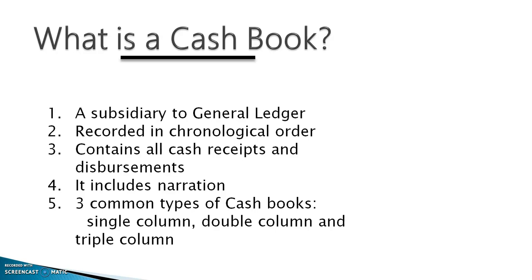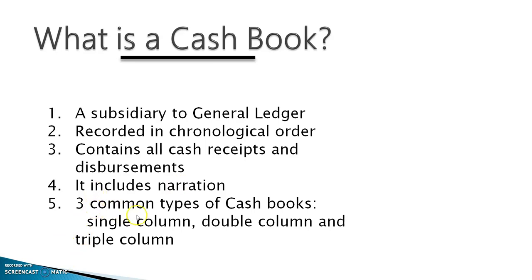Say for example, paid cash to Ram. So the transaction will be what? Ram account debited to cash account. So you will be writing on the credit side by Ram, and below in the bracket you will write being cash paid to Ram. Okay, that is, it includes narration.